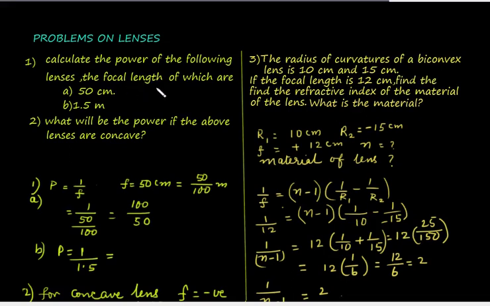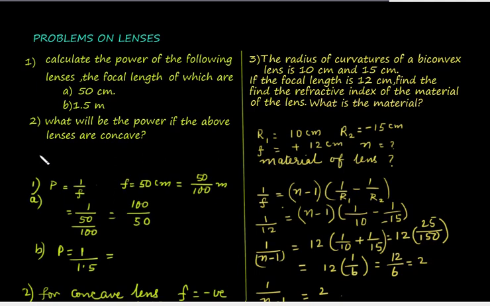Let us see the first problem. Calculate the power of the following lenses, the focal length of which are A 50 cm, B 1.5 meter. What are the facts that are given? For section A and section B, the focal length is given. The focal length is positive value, so we take it as convex lens. In the first case, the focal length is given in centimeter, and in B it is given in meter. You have to make a note of this.